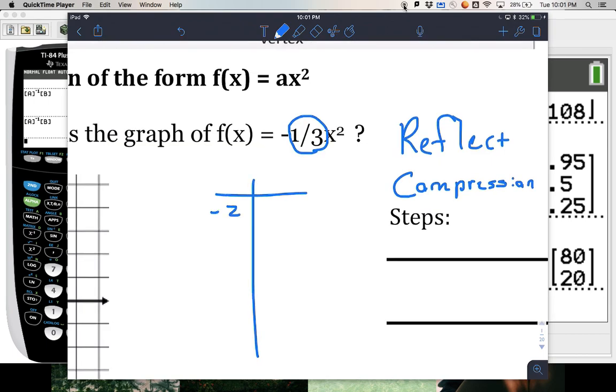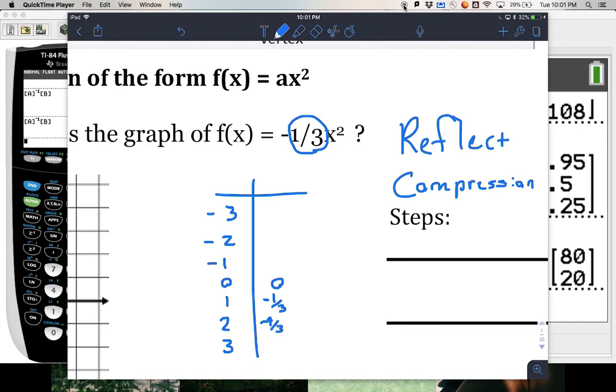So if you go like -2, and actually I'm going to go to -3. So -3, -2, -1, 0, 1, 2, and 3. Because some of them are going to come out super clean. So if you go 0 squared times -1/3, that's going to get us 0. All right, if you do 1 squared, that's going to be 1, but then -1/3 times 1 is going to get you -1/3. If you do the same thing with 2, 2 squared is 4, but then 4 times -1/3 is going to make -4/3.